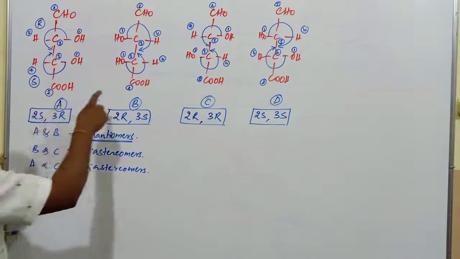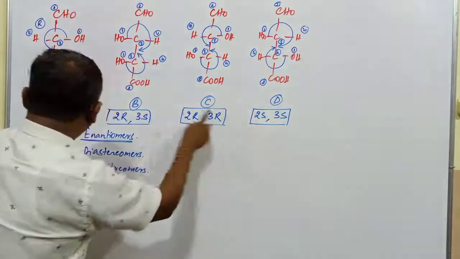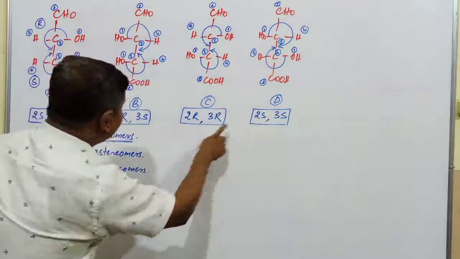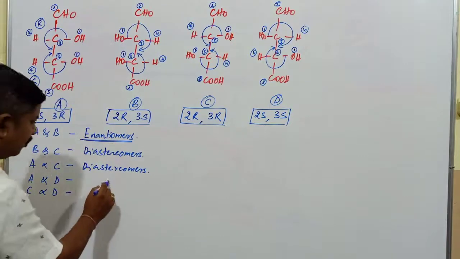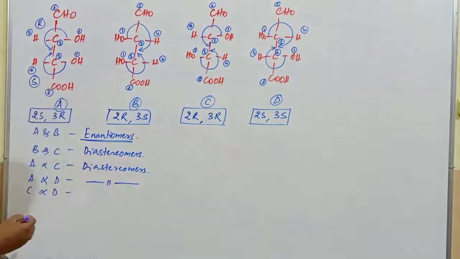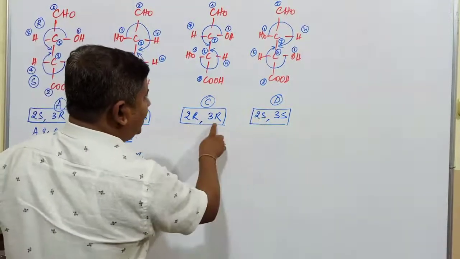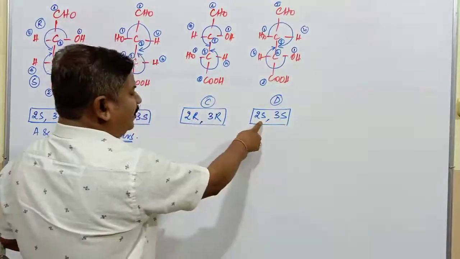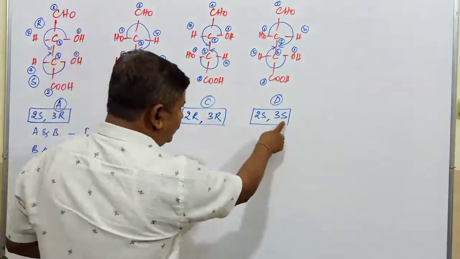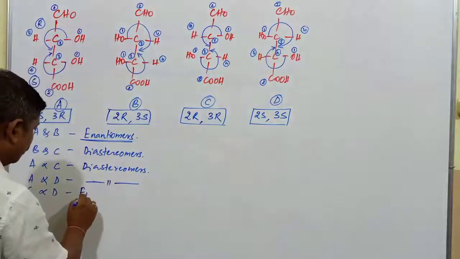What about the relationship between A and D? S is converted into S and R is converted into S. When S is converted into S and R is converted into S, they are also commonly called as what? Diastereomers. Then C and D. R is converted into S and R is also converted into S. When R changes into S and R also changes into S at the third carbon atom, these compounds are commonly called as what?